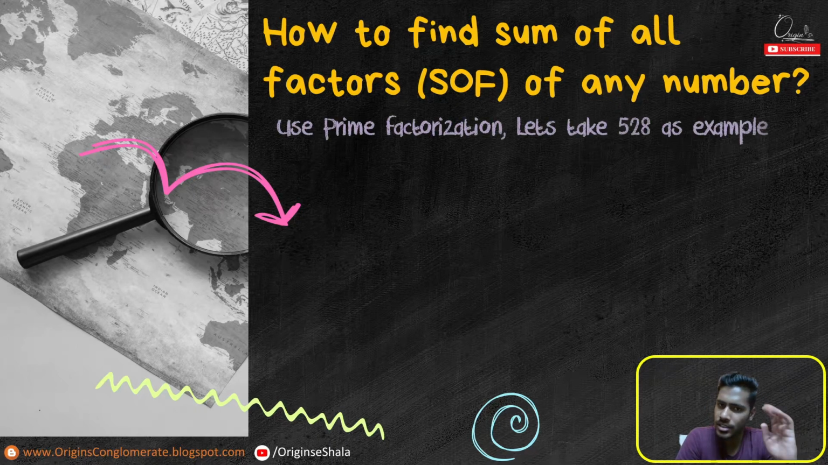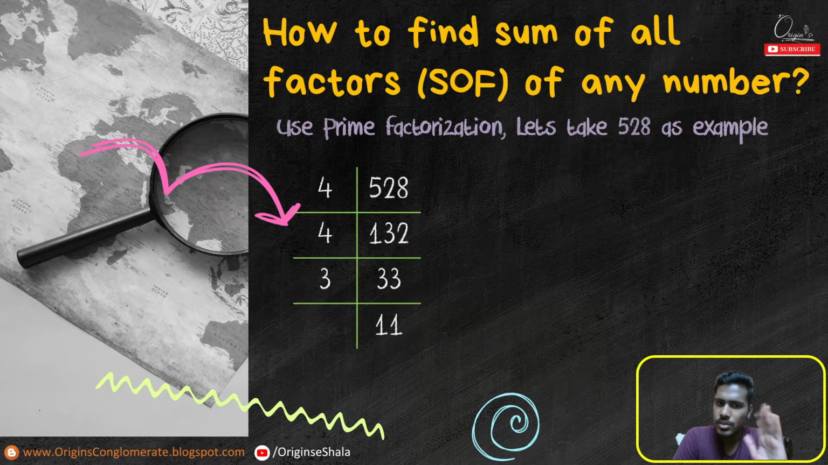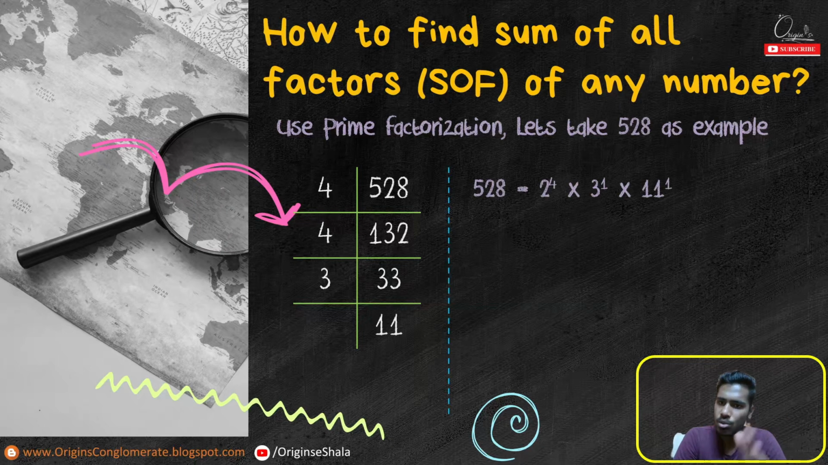I am sure you guys must have left the space that I had instructed, so I will be taking that same example of 528. We have done this much prime factorization till last time, and we know that 528 equals 2 raised to 4 into 3 raised to 1 into 11 raised to 1.